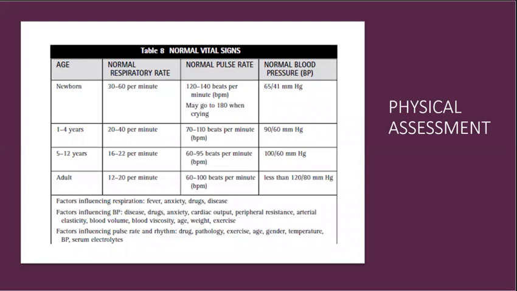Again, you must know what your normal ranges are for vital signs. So again, the normal respiratory rate for a newborn would be between 30 to 60.